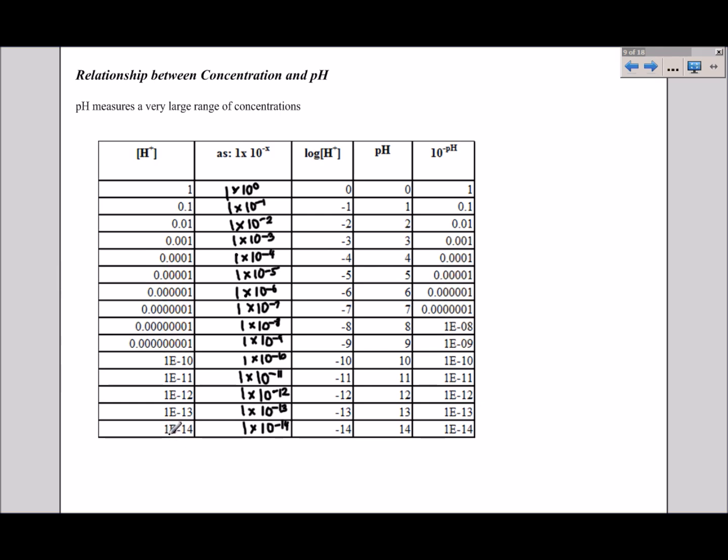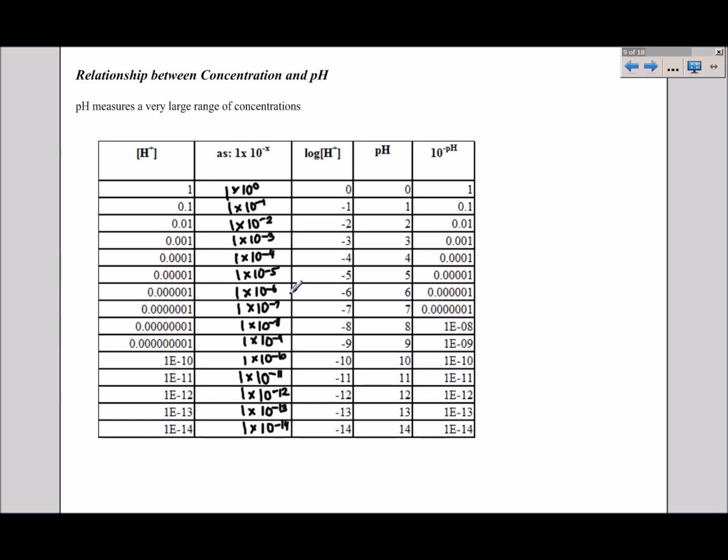Now what I've done in this second column, and I'll invite you to do, is to rewrite all of these concentrations in the form of 1 times 10 to the negative x. So just basically put these numbers into scientific notation. So for example, this one here, I had to move the decimal place over 7 to the right. So this in scientific notation is 1 times 10 to the negative 7. It would also be really handy for you to have your calculator at this stage. So we're going to look at a couple of examples and learn how to use our calculator in order to solve pH problems.